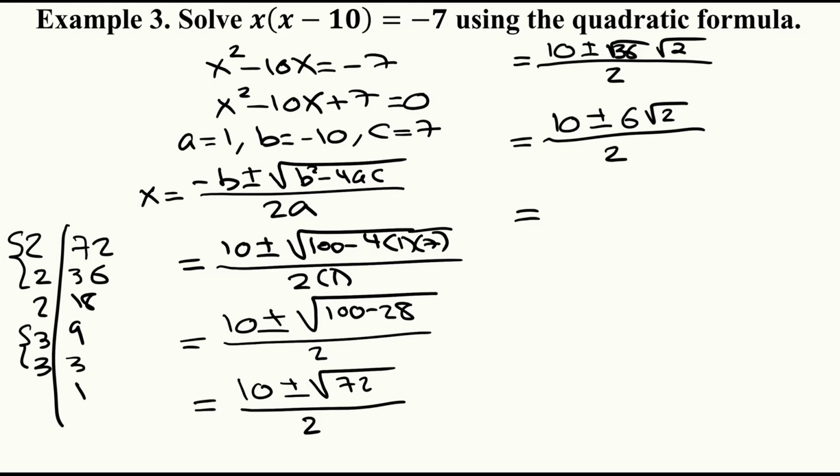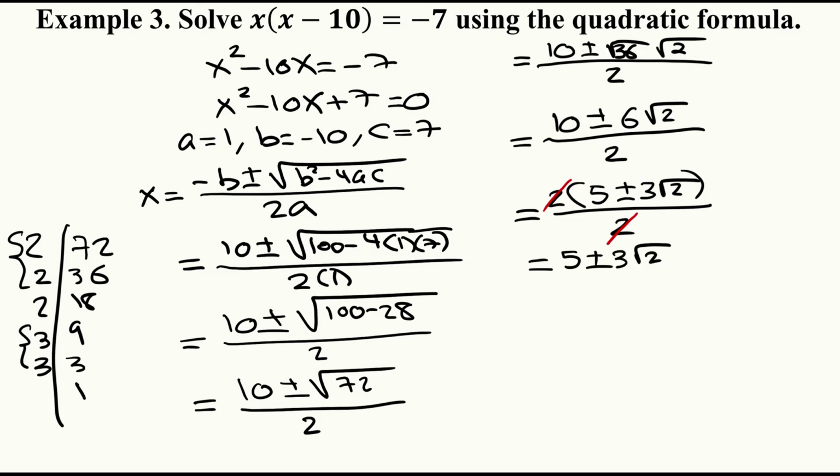Of course, we'll never leave it unsimplified, so we'll go ahead and factor a 2 on the top to leave us 5 plus or minus 3 radical 2 over 2. And this time we can see that these 2's will cancel completely, finally leaving us 5 plus or minus 3 radical 2. So now we're ready to write our solution set, which will contain 5 minus 3 radical 2 and 5 plus 3 radical 2.